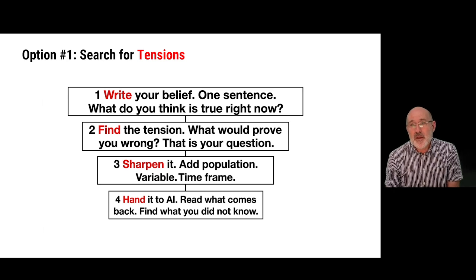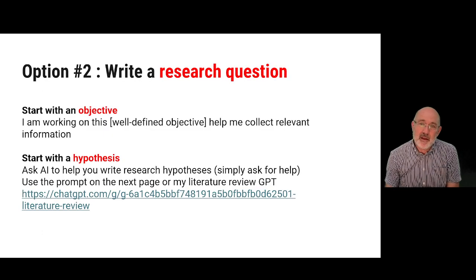There's 2 ways you can do it. One is you can write up your belief, 1 sentence. What do you think is true right now? Search for a bit of tension in it. What would prove you wrong? Essentially, that is your question. Sharpen it, add a population, add variables, time frames, hand it to AI, read what comes back, find what you did not know. A second, and my preferred way, is to write a real research question.